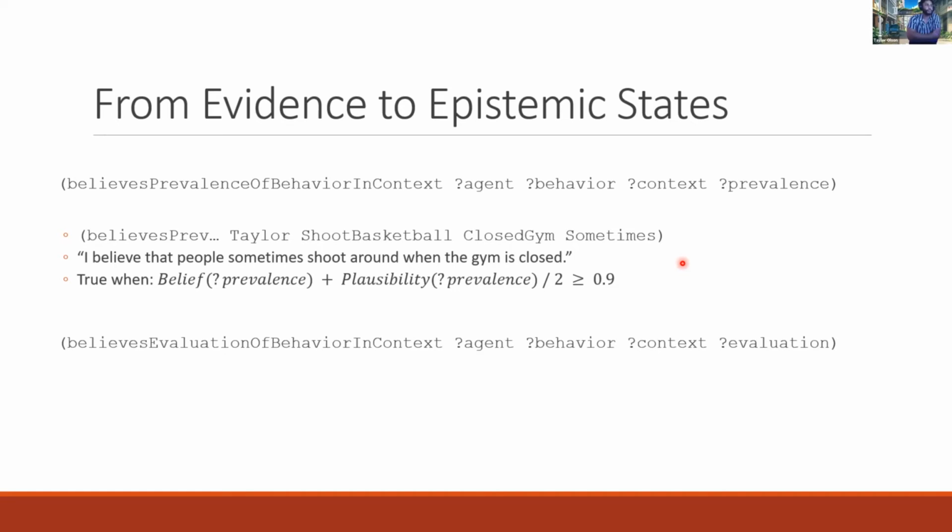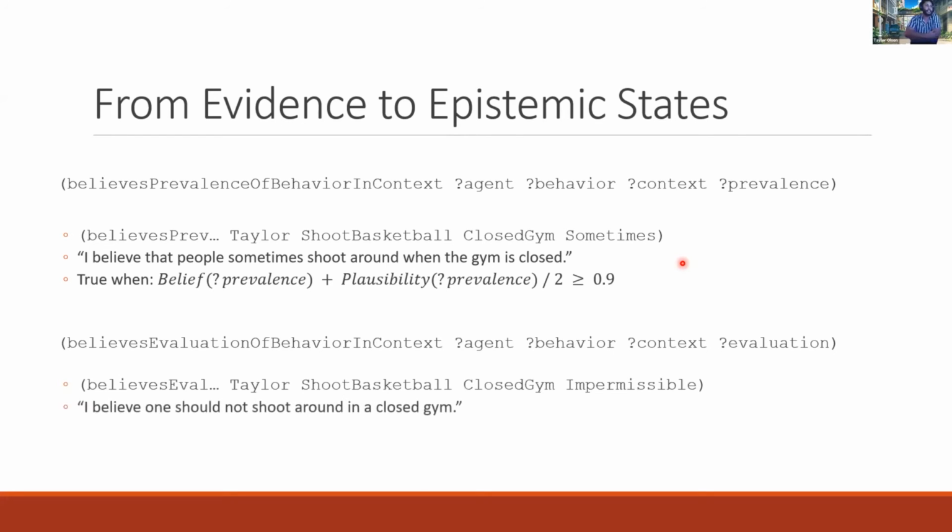Analogously, we have the same epistemic state, but for evaluation. From my experience, I believe that one should not shoot around in a closed gym, right? I've got a ton of feedback from other agents that I should not be doing this. Thus, I believe it's impermissible. However, I do think it happens sometimes. Similarly, this is true when the average of the belief and plausibility is greater than or equal to 0.9.